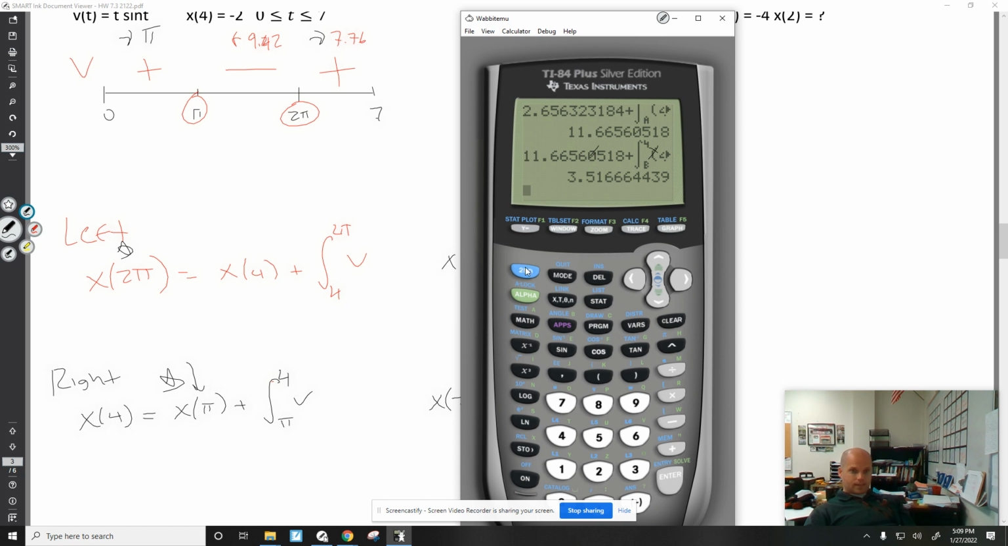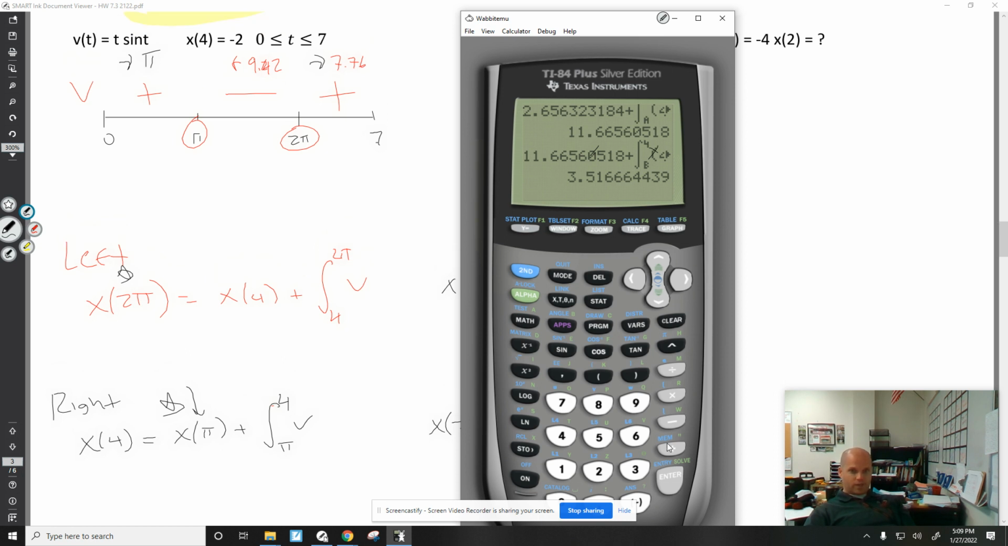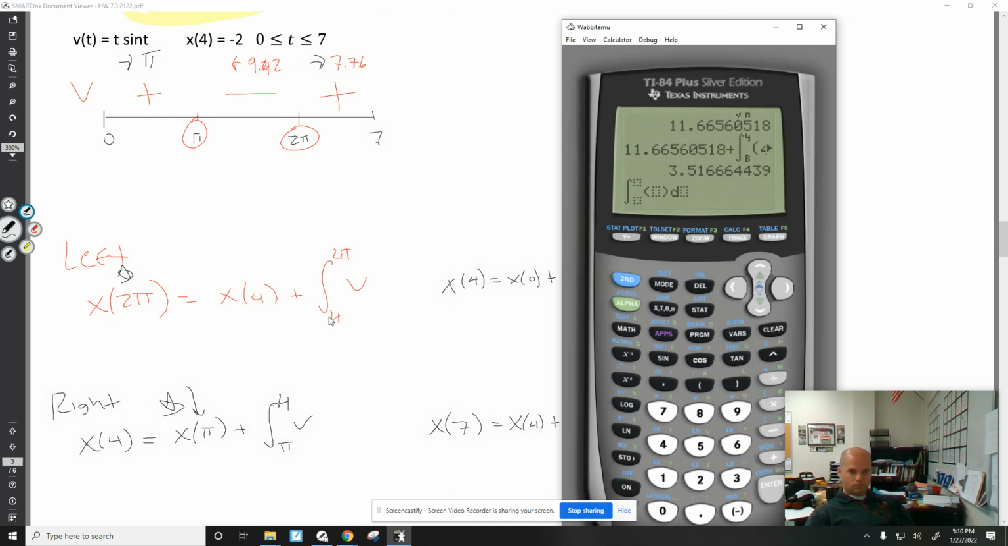All right. X of 4 is negative 2. Let's just have the integral laid out. That way we can kind of manipulate it however we want to. 4 to 2 pi is what I'll start with. I don't know what I just typed in. 2 and pi. T sine t. That's easy. dt.